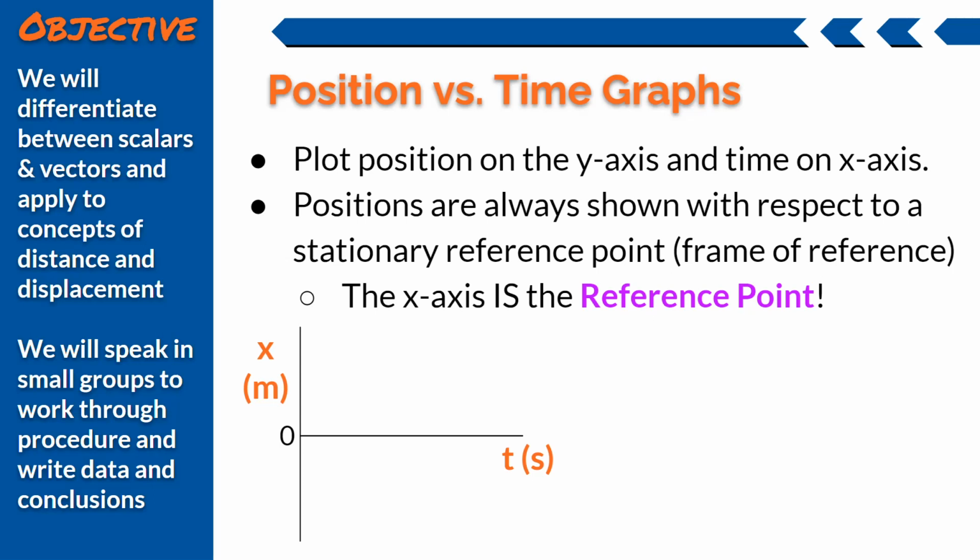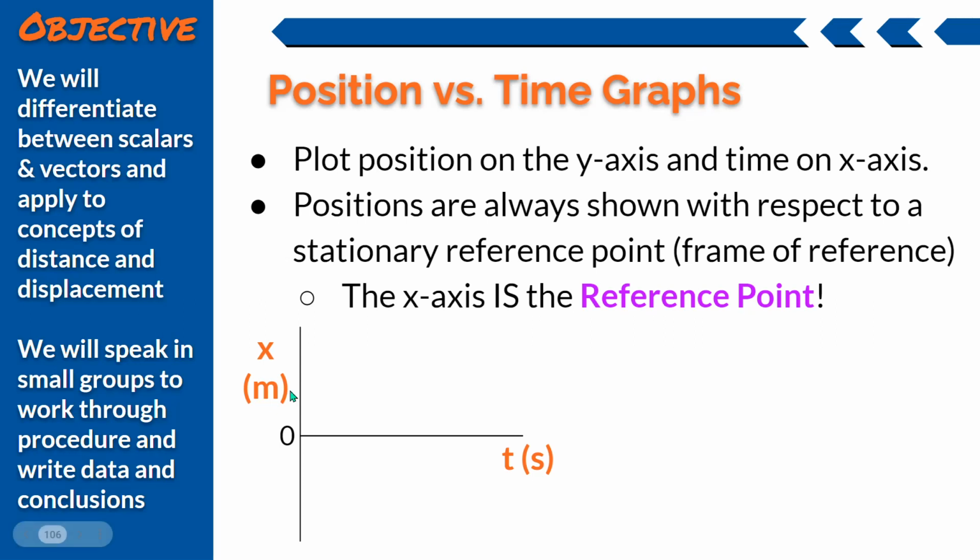A position time graph will plot your position on your y-axis and your time on your x-axis. Your positions are always shown with respect to a stationary reference point, that is your frame of reference, and the x-axis is your reference point because that is the position of 0. And so whatever your reference point is, you will call that position 0, and then you will measure the motion of objects or their change in position with respect to that reference point.